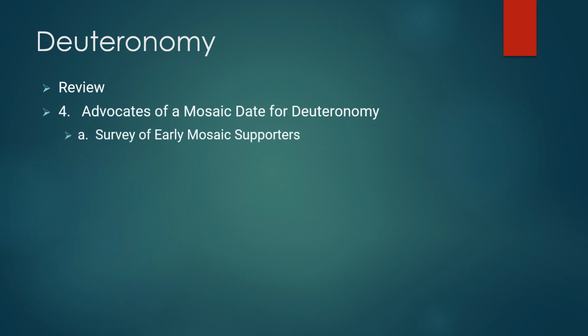And so that brings us to number 4 of the outline, advocates of a Mosaic date for Deuteronomy. That certainly is the traditional view that the Bible itself presents to us. I'm not going to do anything other than just mention some names, but what you see there is a sequence of people that span from the early 1900s right up to the present time with people who accept the Mosaic authorship. James Orr, the first one, wrote The Problem of the Old Testament, in 1906, and argued basically for a Mosaic origin for Deuteronomy.